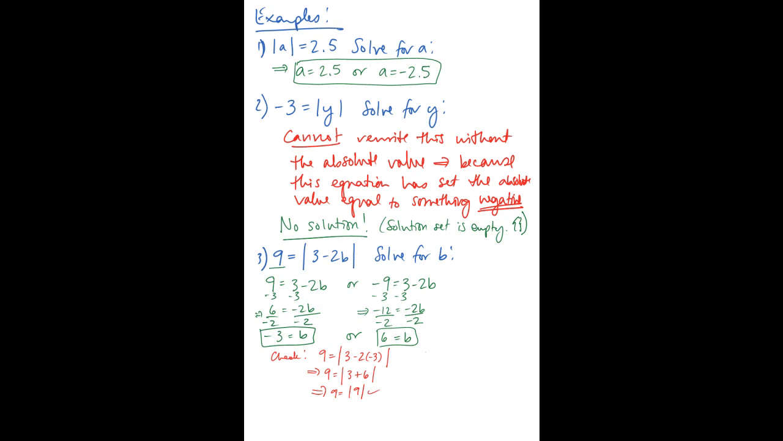Let's look at the second example. 9 equals the absolute value of 3 minus 2 times b. And in this second case, I got 6 for b, so let's plug that in. So I get 9 equals the absolute value of 3 minus 2 times 6 is 12. 9 equals 3 minus 12 is negative 9. And 9, in fact, equals the absolute value of negative 9. So we can see that that's correct. We can see that both of our answers work in this case. Let's do a few more.